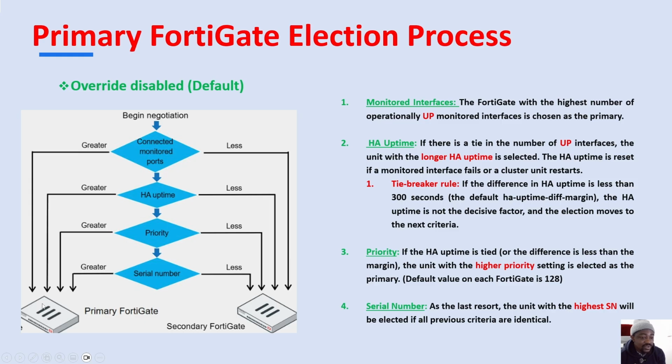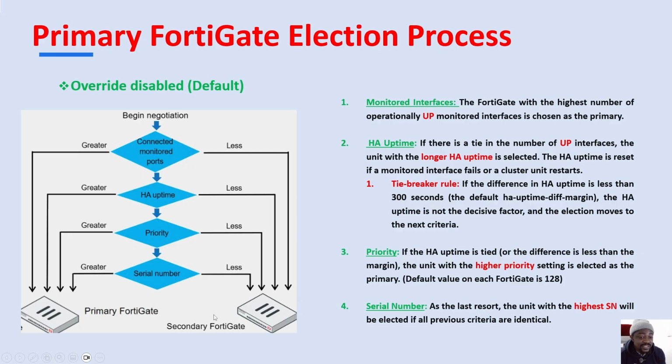So let's say, for example, one of the FortiGates was powered on 10 minutes before the other one. In that case, if there is a tie on monitored interfaces, the next decision maker is that the FortiGate that has the longer high availability uptime will become the primary FortiGate. But there is an exception to this. This only works if the difference in the HA uptime is greater than 300 seconds. So 300 seconds is 5 minutes.